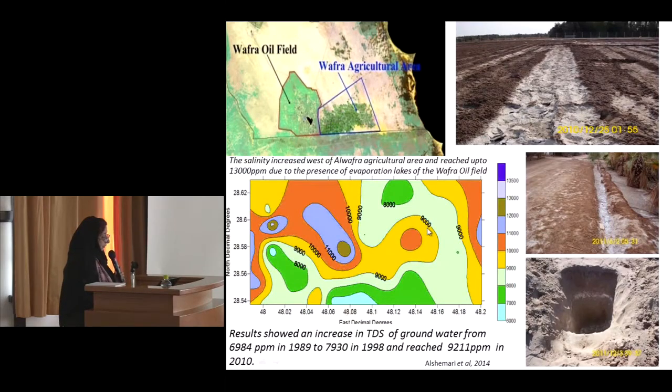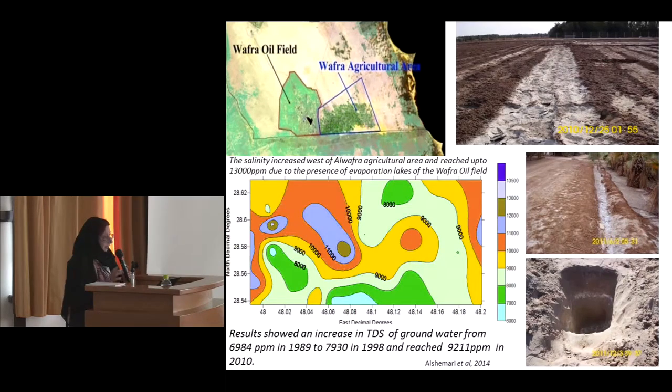And the results show that there is an increase in the total dissolved salts concentration of the groundwater with time, and it reached, at the time we did the investigation, more than 9,000 milligram per liter or ppm. So it is very saline water for irrigation.